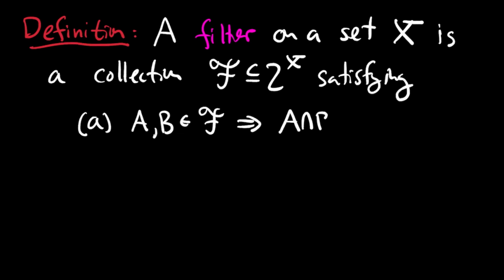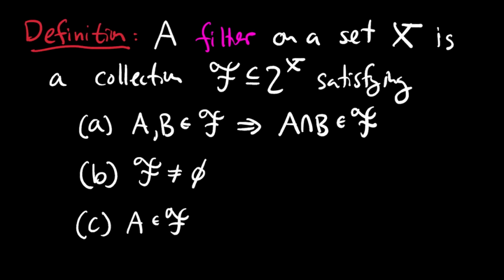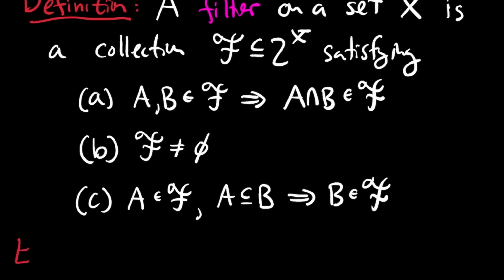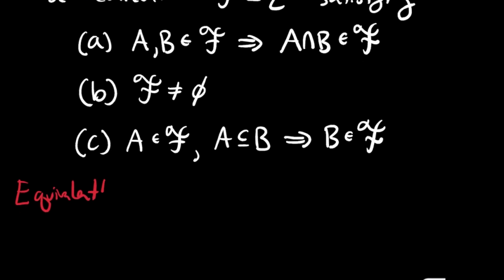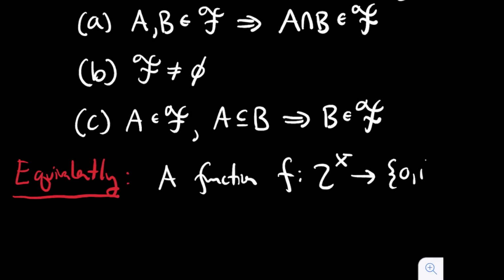Namely, it's downward directed. That means that if A and B are in the collection, their intersection is in the collection. We also require that the collection be non-empty, there be some sets in the collection, and that it be upward closed, meaning if A is in the collection and A is contained in another set B, then B is in the collection.